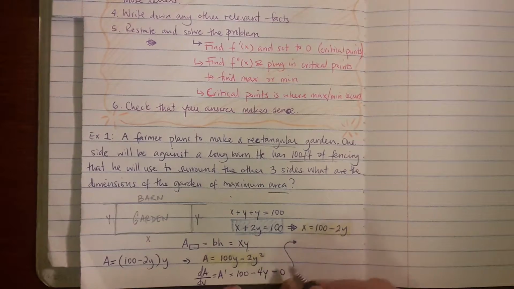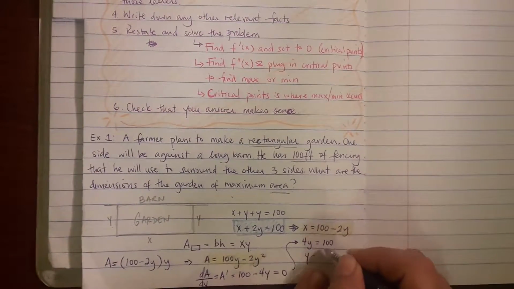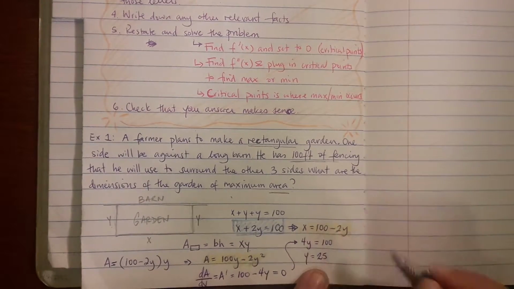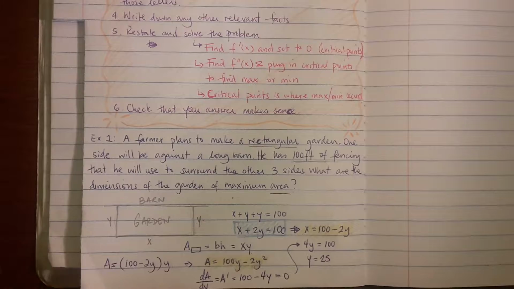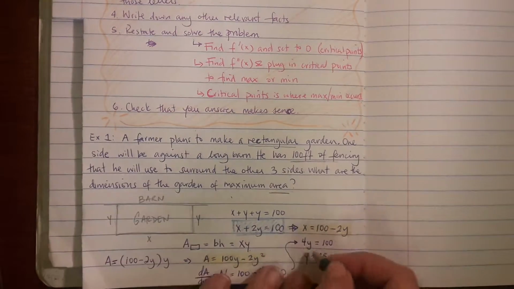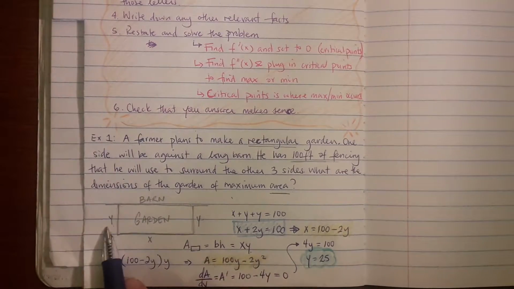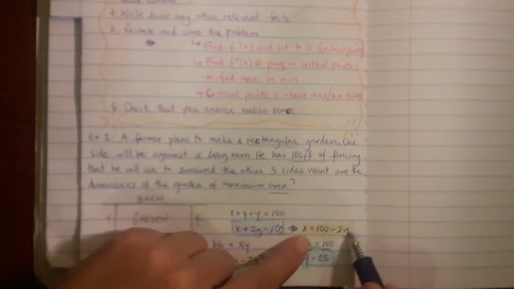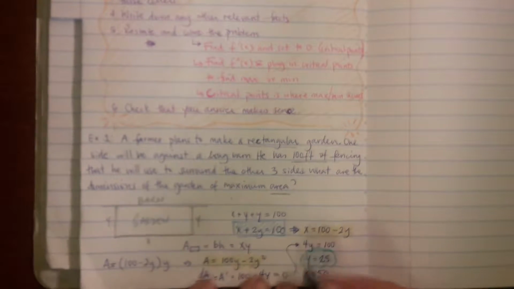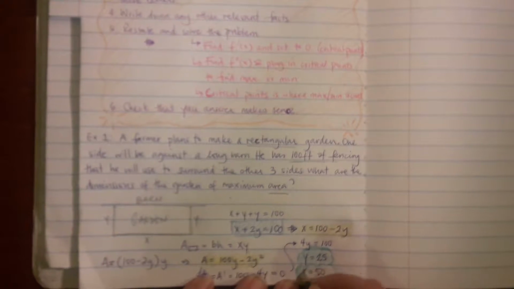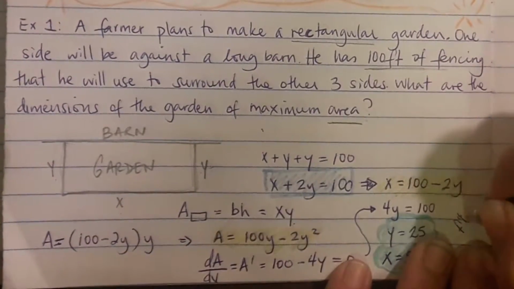Taking negative 4y to the other side, we're going to get 4y equals 100. Divide both sides by 4, you're going to get y is 25. Now if y is 25, plug it back in to the original equation and see what x is equal to. So y is 25, then x has to be equal to 50, because 2 times y is 50, so 100 minus 50 is 50.